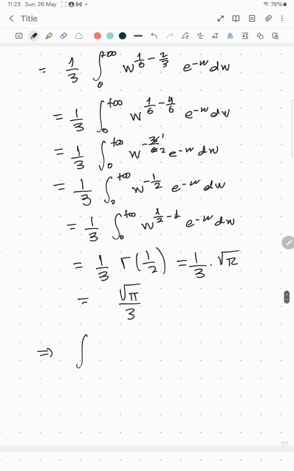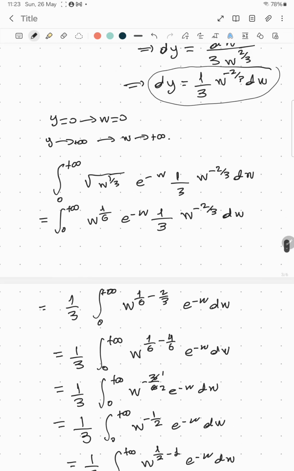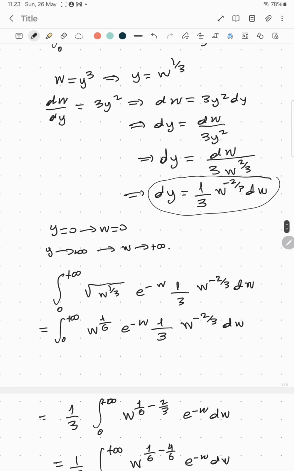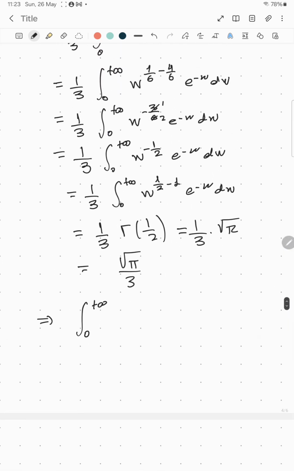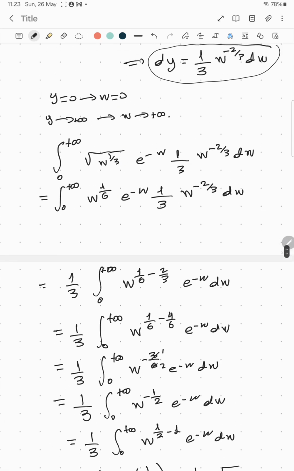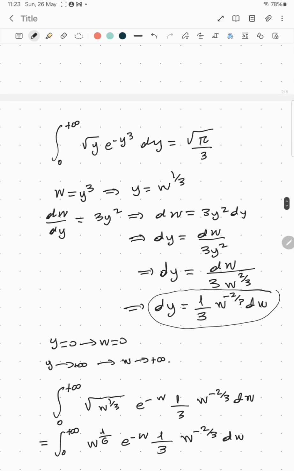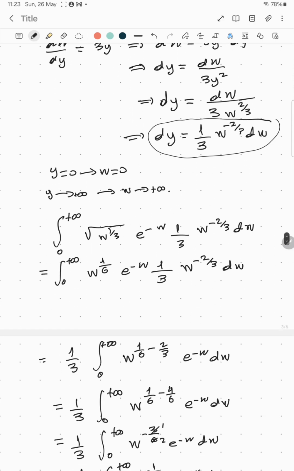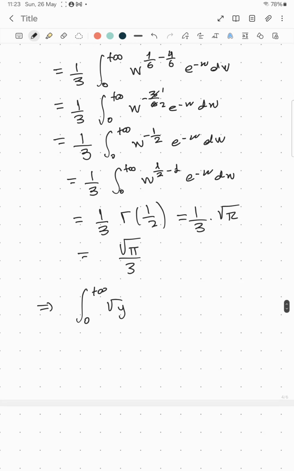As a consequence, I have obtained the desired result: the integral from 0 to infinity of square root of y e to the minus y cubed dy equals square root of pi divided by 3.